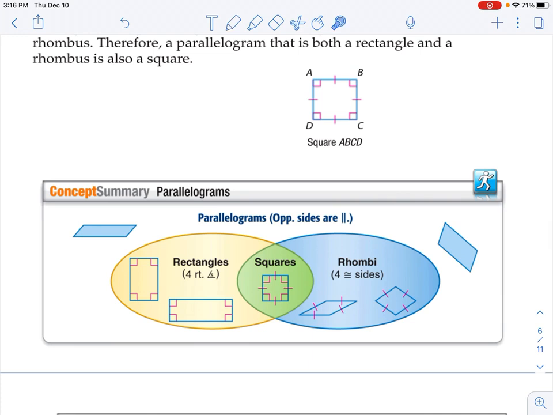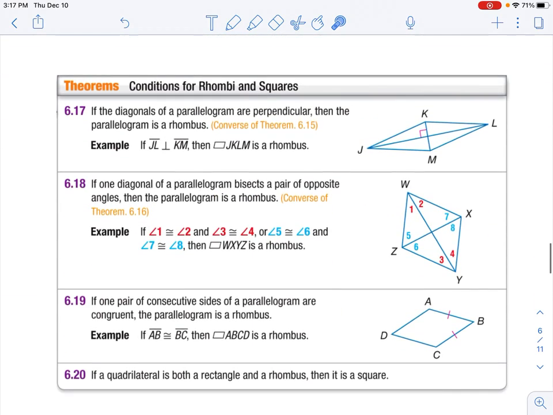So if you look down here at this nice little chart, we have the overarching parallelograms. They just have opposite sides parallel. And then within that group here, we have rectangles. They have 4 right angles. We also have rhombi that have 4 congruent sides. And when we have both of those things, they come together in our Venn diagram, and that is called squares. So a square is a rectangle, and a square is also a rhombus.